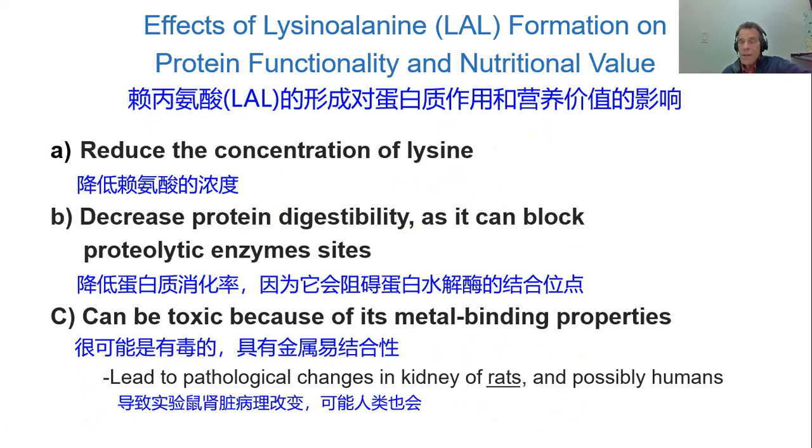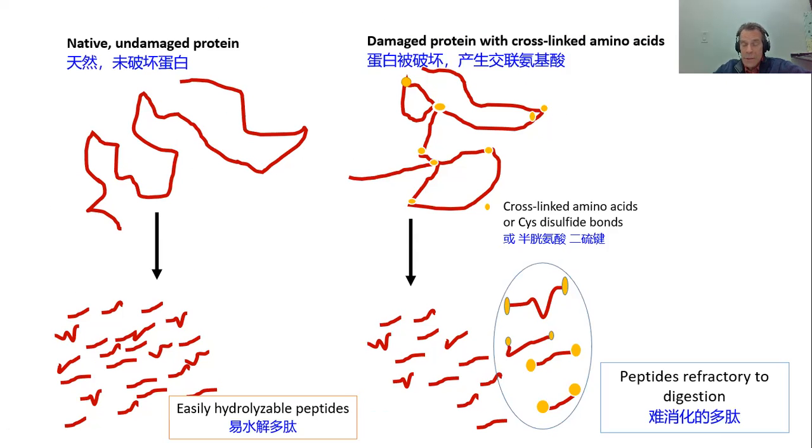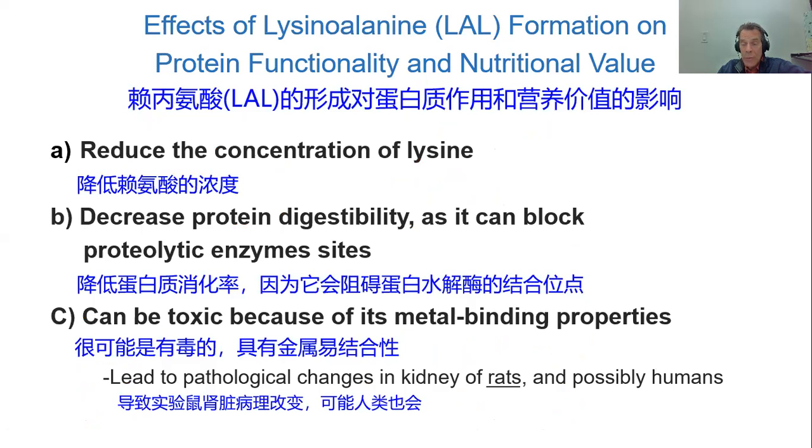The formation of cross-linked amino acids can have significant impact. For example, the formation of lysinoalanine will consume lysine, so it will reduce the nutritive value of feed ingredients by reducing the lysine content. It can decrease protein digestibility because of these polypeptides capped off with cross-linked amino acids. They will be resistant: the protease will arrive there and it will stop doing its job. It will stop because of steric hindrance by the other amino acid that's linked to the amino acid the protease wants to hydrolyze. So it blocks the proteolytic site.